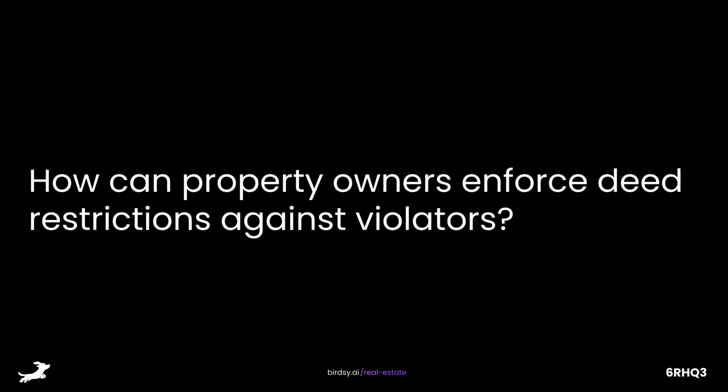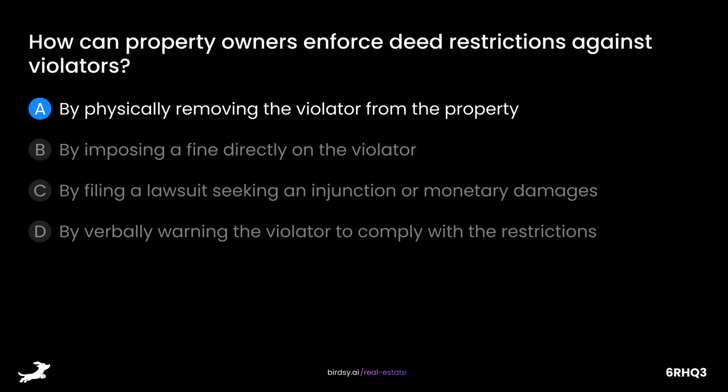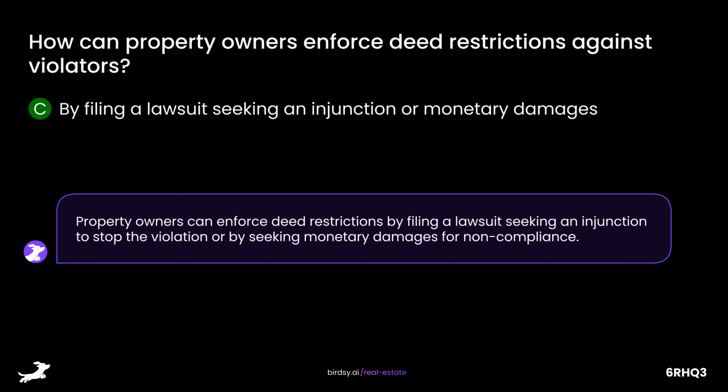How can property owners enforce deed restrictions against violators? Is it A, by physically removing the violator from the property, B, by imposing a fine directly on the violator, C, by filing a lawsuit seeking an injunction or monetary damages, or D, by verbally warning the violator to comply with the restrictions? The answer is C, by filing a lawsuit seeking an injunction or monetary damages.